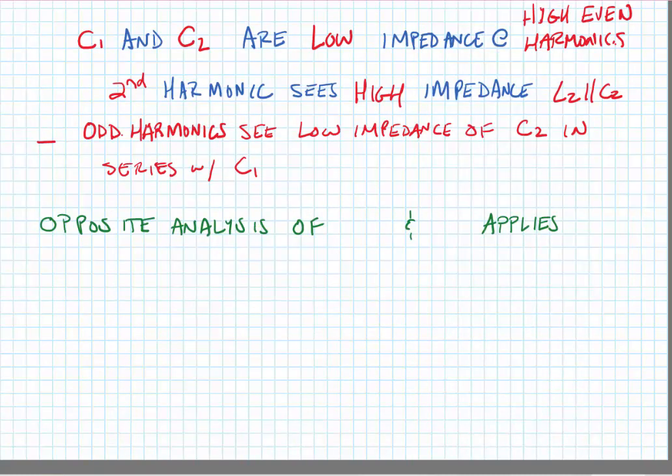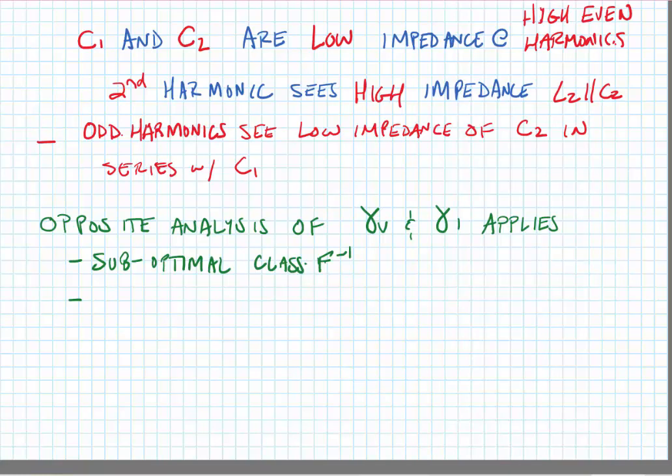So the analysis that we did for our gamma V and gamma I the other day, the opposite of that analysis applies here. In this case, we've only terminated one even harmonic, so we have a suboptimal class F. I should say we have a suboptimal class F inverse. And generally, we would expect that if we were to terminate more harmonics, that would result in the voltage waveform being more half rectified. In other words, with more even harmonics, we would get a better improvement in the efficiency.